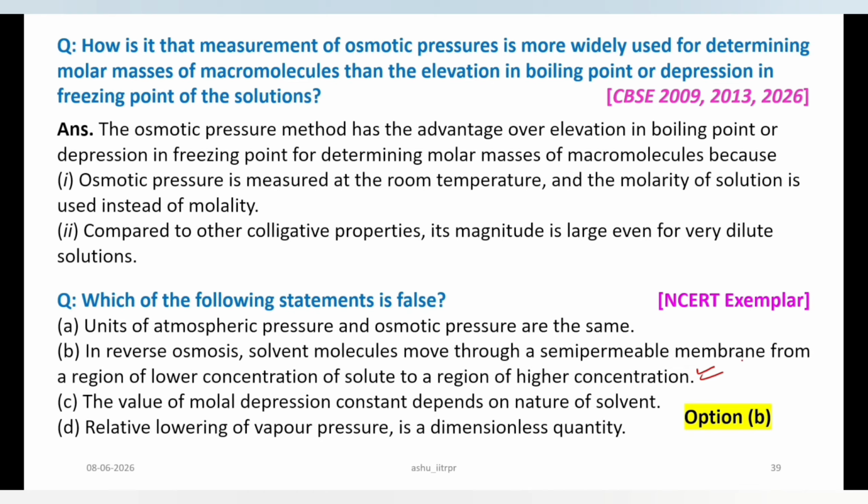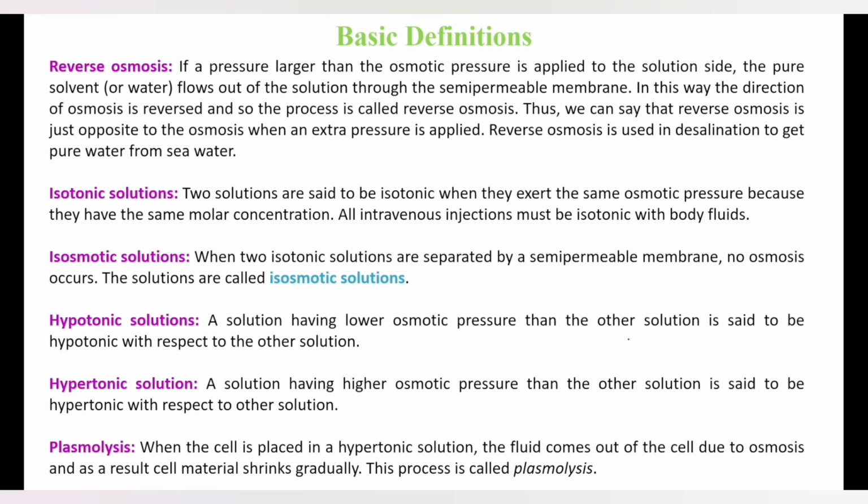In reverse osmosis, solvent molecules move through a semi-permeable membrane from a region of lower concentration. No, it moves from higher concentration of solute because it is reverse osmosis. This part is very important. So it moves from higher concentration of solute, that means saline water, to lower concentration, that means pure water. In pure water, the concentration of solute is less or zero. So it moves from higher concentration to lower concentration, not from lower to higher. So option B is incorrect.